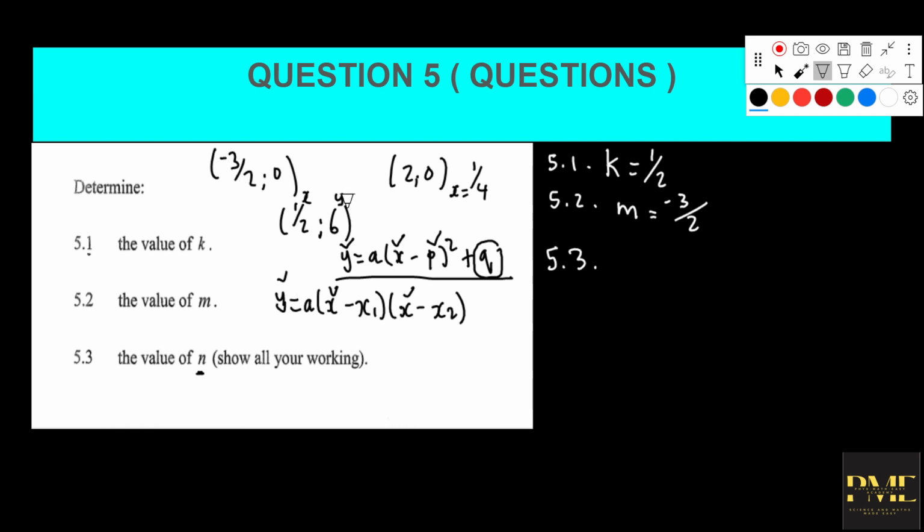So we have our y, which is 6, because we use the point that we have. So y is 6, which is equal to a, into x, which is 1/2, so it will be 1/2 minus x1, which is 2, into 1/2 minus x2, which is -3/2, guys. So it means we have 6 equals, and you can easily work these out respectively.